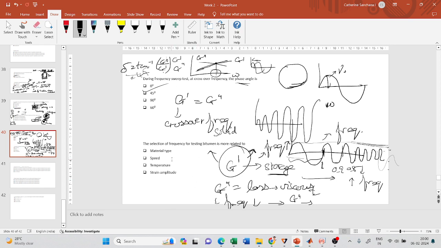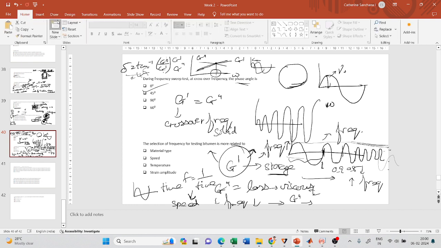The selection of frequency of testing for bitumen is more related to what? So frequency is related to time. Why? Frequency is the inverse of time, and time refers to the speed of travel. So here frequency is related to speed. How am I saying this?